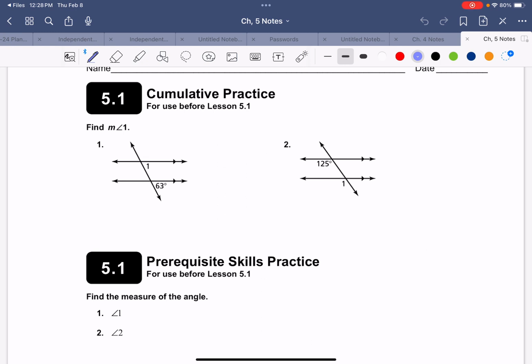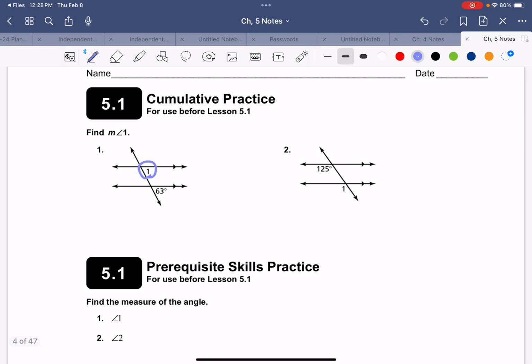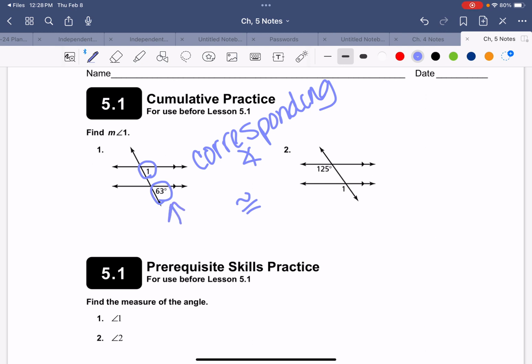What you're wanting to do here are your angle pair relationships. If I've got angle 1 in the lower right and angle 2 in the lower right, these are corresponding angles, and therefore, if they're corresponding, they are congruent. So if this bottom one is 63, then angle 1 must be equal to 63 degrees. Why? Because they're corresponding angles.